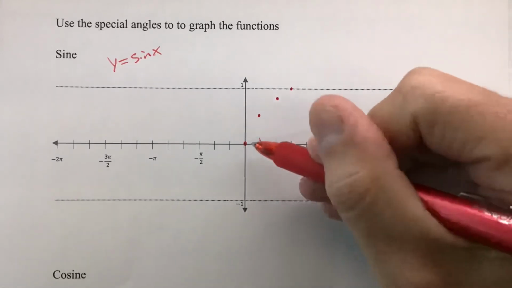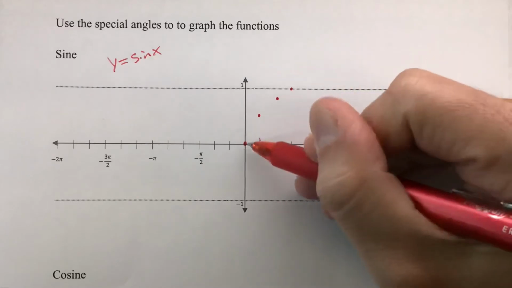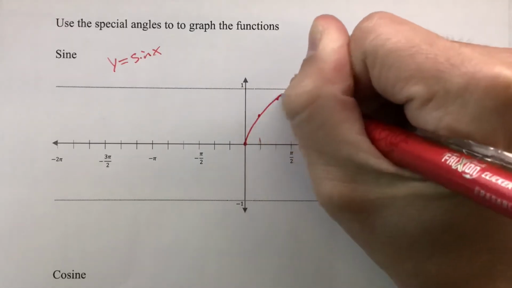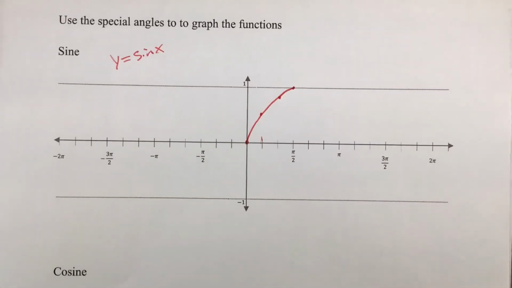And if we do this right, you're going to notice that they're not a straight line. You actually have somewhat of a curved shape to get to there. All right, and there you are. Those are our special angles. So how is that going to graph this whole thing for us? How are we going to get all the way out to 2 pi?